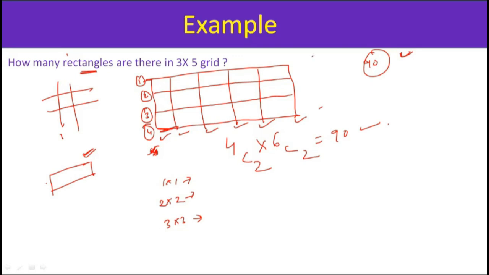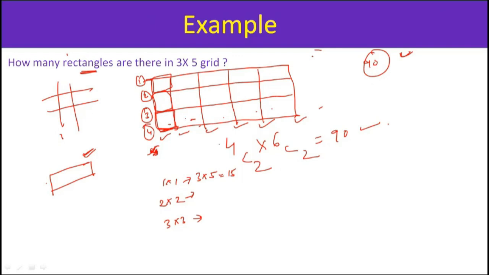How do you do it? How many 1 cross 1 squares are there, guys? This is 1, this is 1, this is 1, right? Similarly 3 here, 3 here, 3 here, 3 here. Given that we have 5 grids here and 3 grids here, I have a total of 3 cross 5 equals 15 1 cross 1 squares, because every small one is a 1 cross 1 square. Clear? Yes, sir.